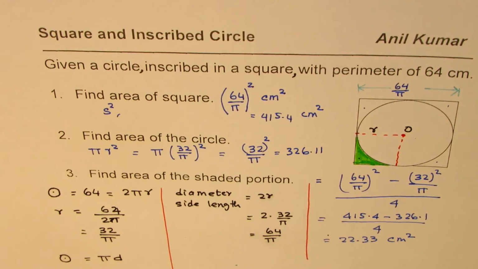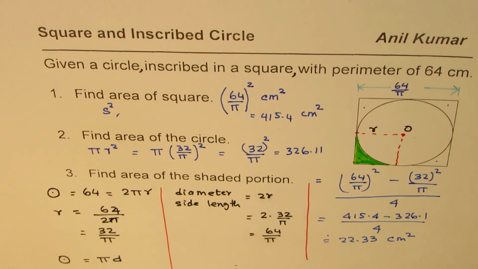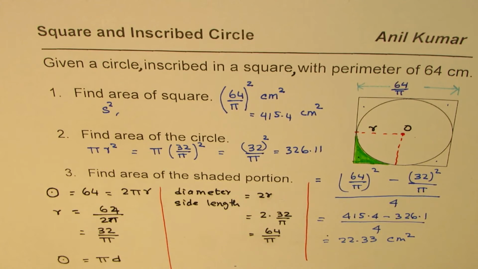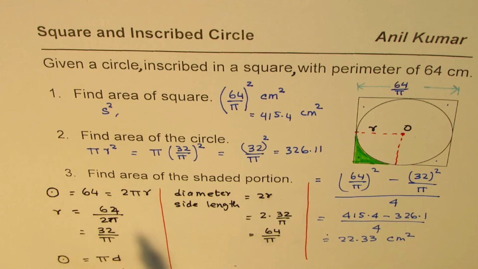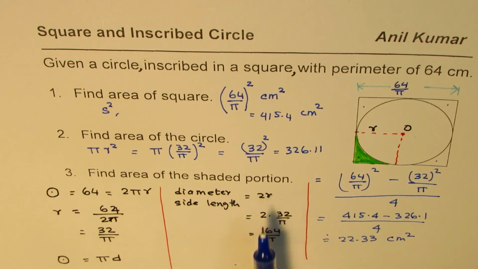So that is how you can actually calculate the values. But I hope you've understood the concept of finding it. If you're given the circumference, you can find the diameter straight by dividing by pi. Radius is half of the diameter, and then you can find the areas as we have discussed.